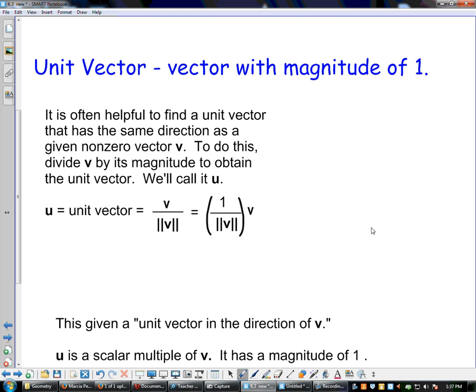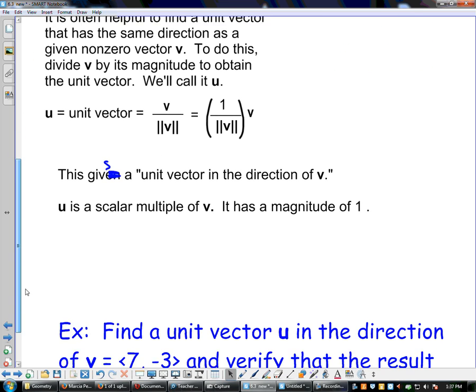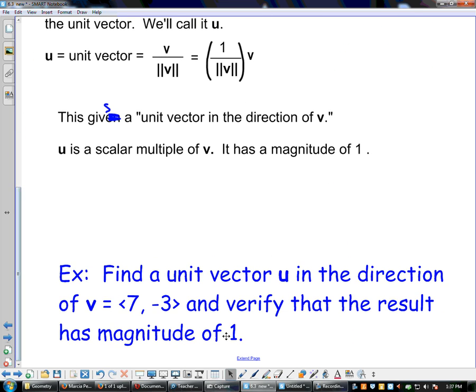This is a unit vector in the direction of v. So u is the scalar multiple of vector v, and it's going to have a magnitude of 1.